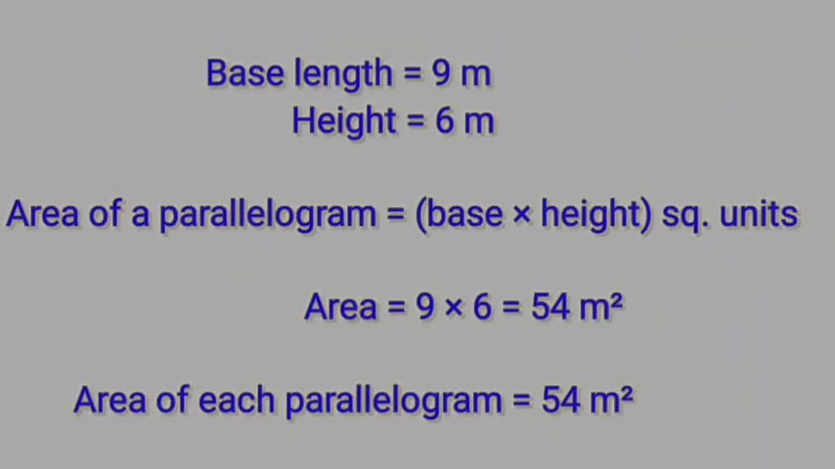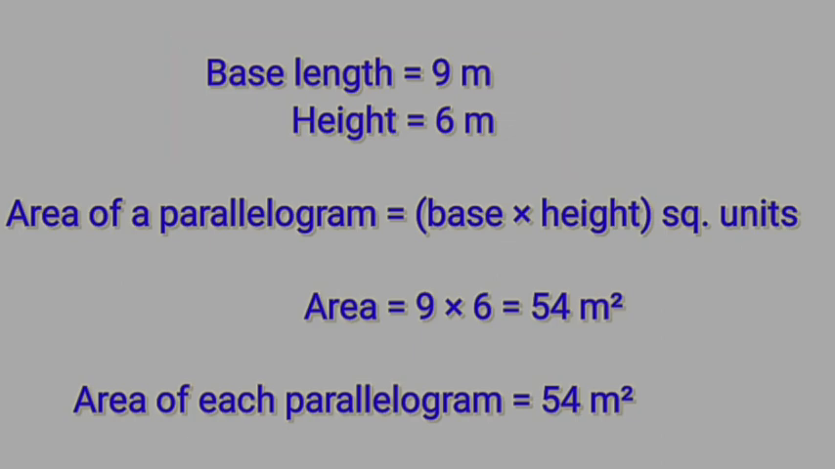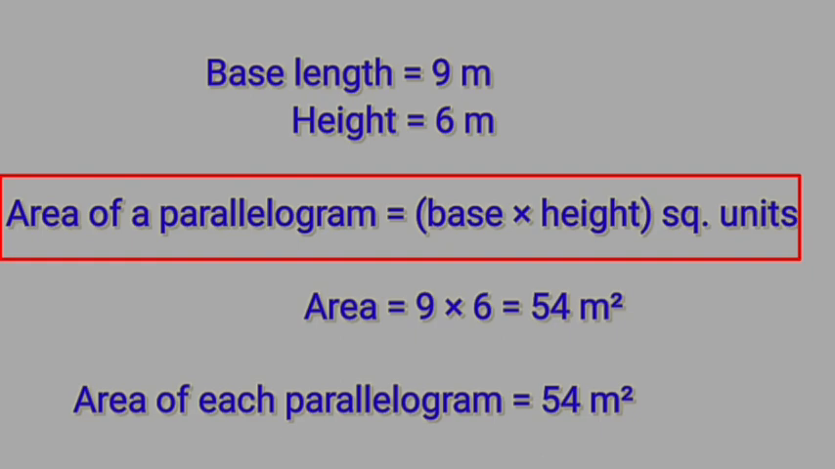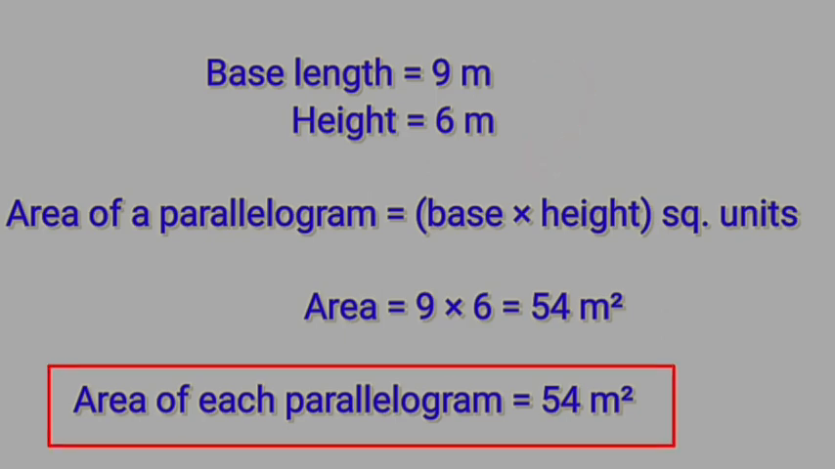So the base length and the height of the required parallelogram is: base is equal to 9 meter and the height is equal to 6 meter. We know that the formula for area of the parallelogram is equal to base into height square units. Using the values of the base length and the height in the formula, we get the area of the required parallelogram.